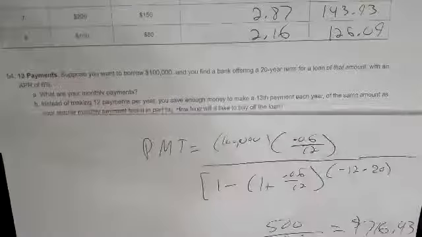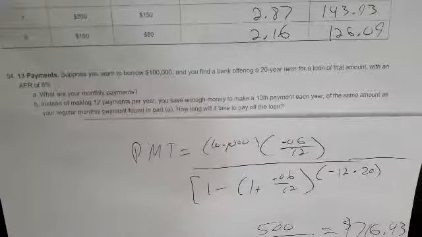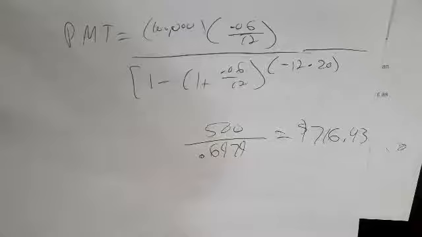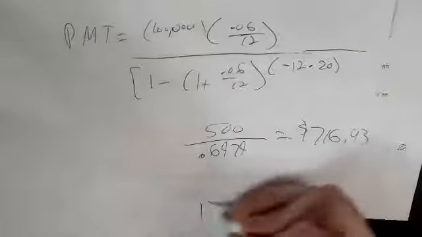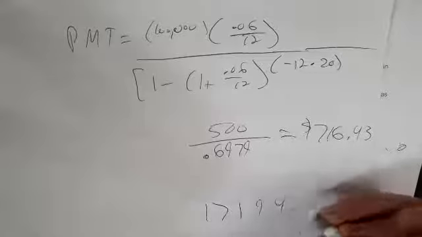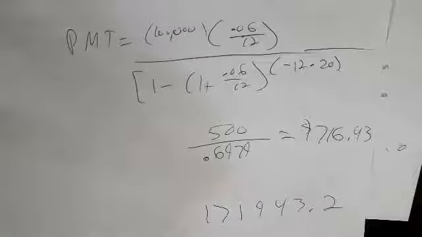Instead of making 12 payments per year, you save enough to make a 13th payment for the same amount. Okay, so I think what we have to do there is do the total amount of the loan, right? If we're doing 716.43 by 12 by 20, we know that our total loan amount is going to be 171,943.20.